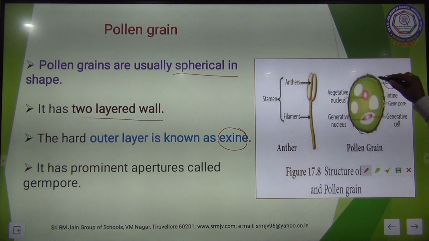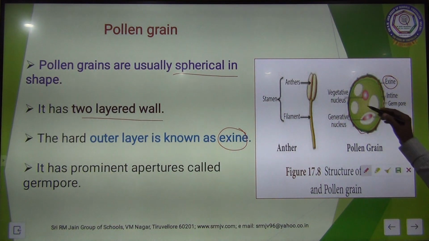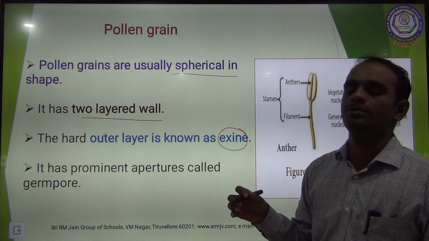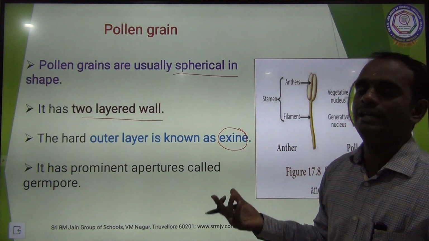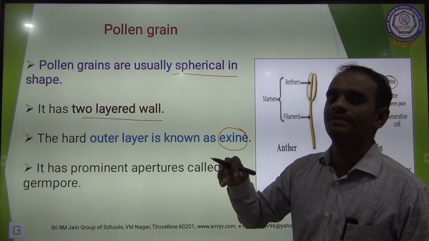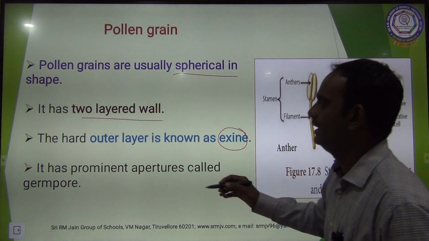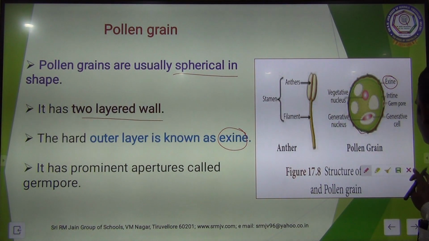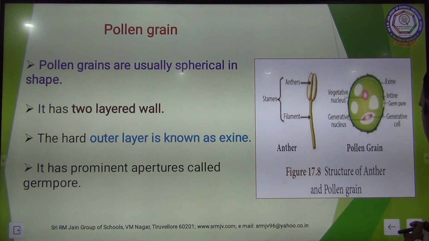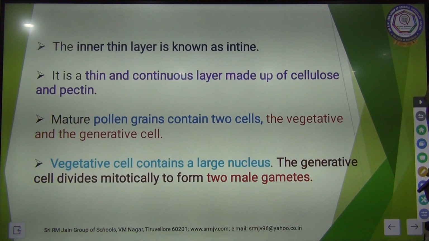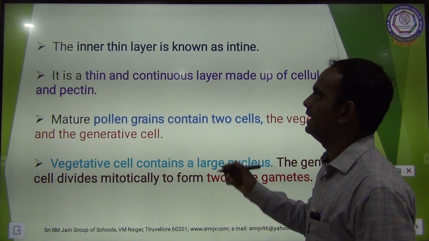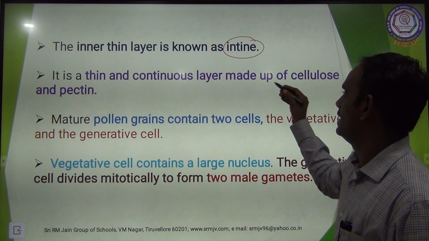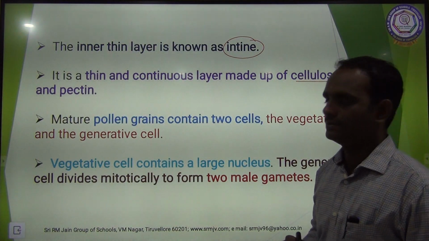The shape of the pollen grain is usually spherical. It has two layers. The outer layer is said to be exine and the inner layer is said to be intine. The outer layer is very hard, the inner layer is very soft. Okay. It has a prominent aperture called germ pore. The inner thin layer is known as intine. It is a thin and continuous layer made up of cellulose and pectin.